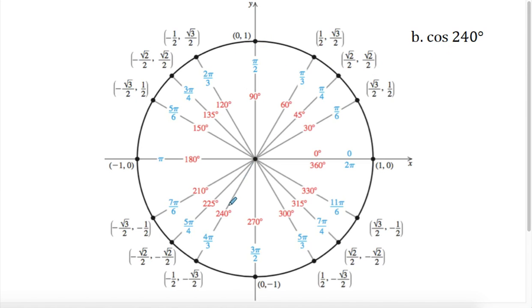The next one asks for the cosine of 240. So I want to go to my 240-degree angle and find the x coordinate. The x coordinate here is negative 1/2. So the cosine of 240 is just negative 1/2.